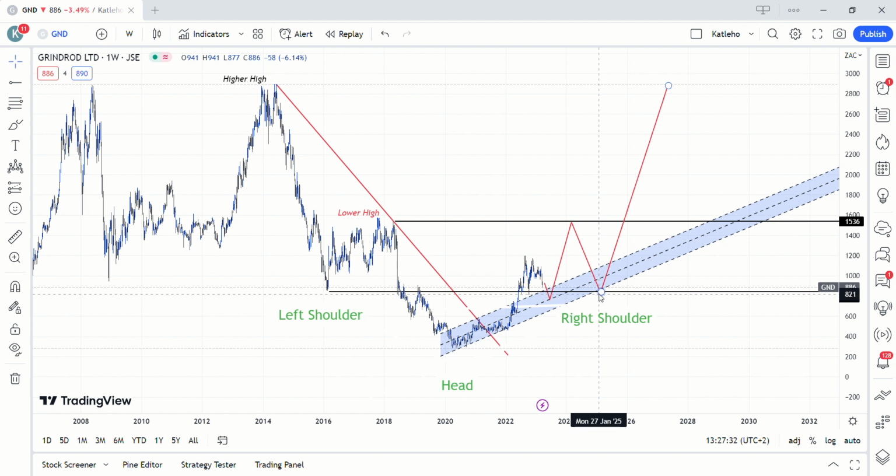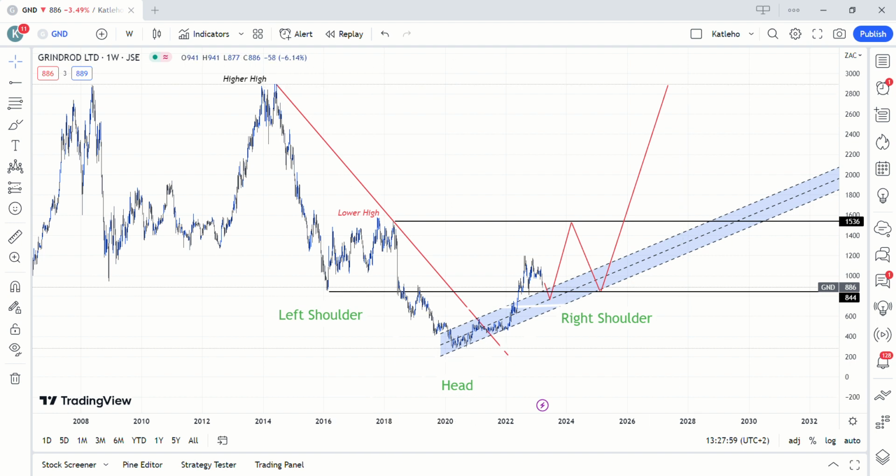to the lower boundary line of the channel, whereby we'll also be adding more buys. So this is just a short-term move on this formation here of the right shoulder. On a long term, we're looking for it to rise to around 30 rand a stock. That will be our target.